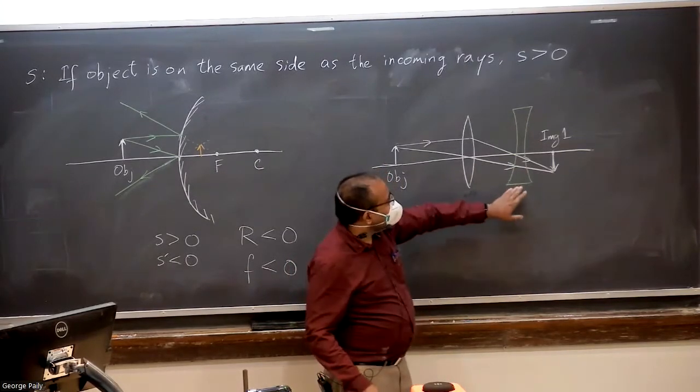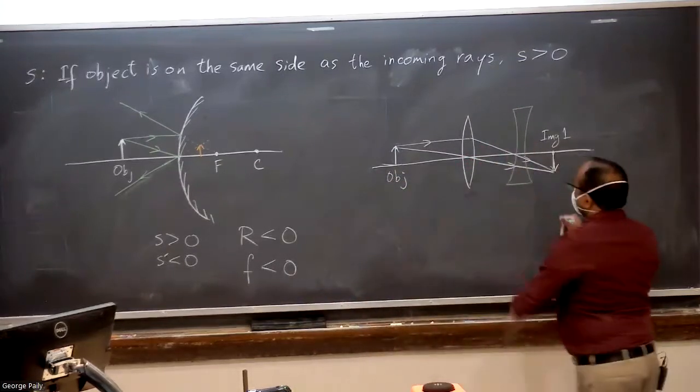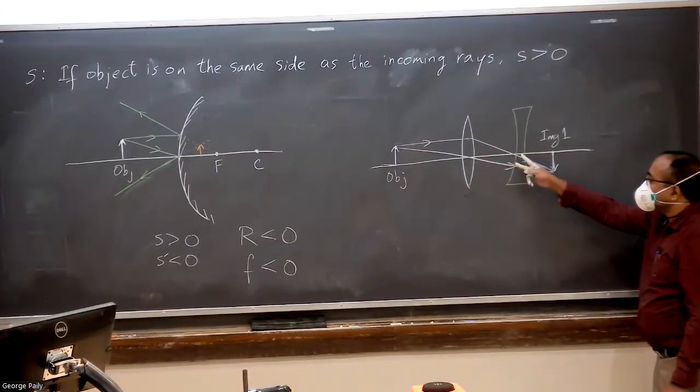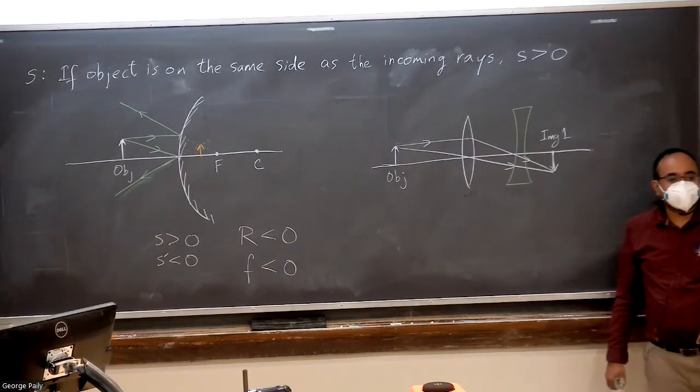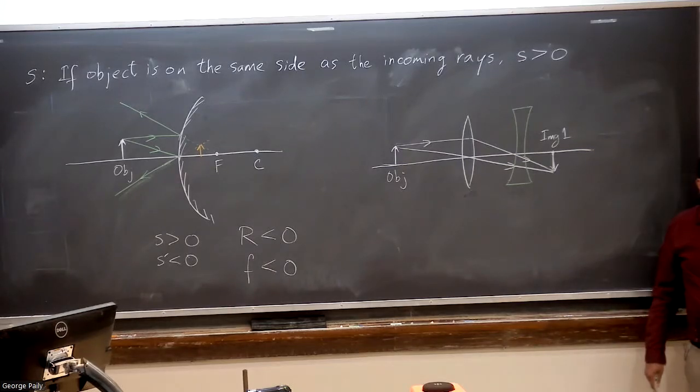Okay, and so for this green diverging lens, you can see that the incoming rays are on this side, but the object for it is on the other side. So that is when your S prime, or your S would be negative.